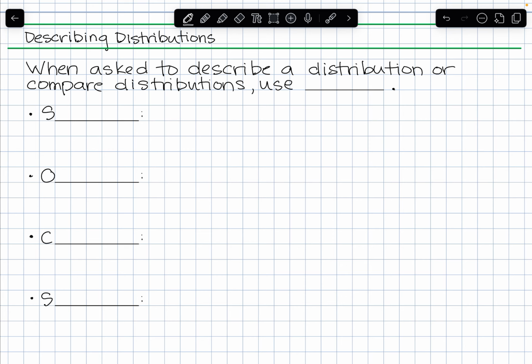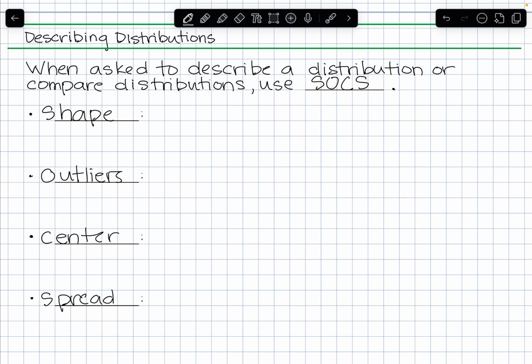And to help us remember, we're going to use the shortcut SOCS. When you're asked to describe, remember to use your SOCS. SOCS stands for shape, outliers, center, and spread. So let's break down those pieces really quick.